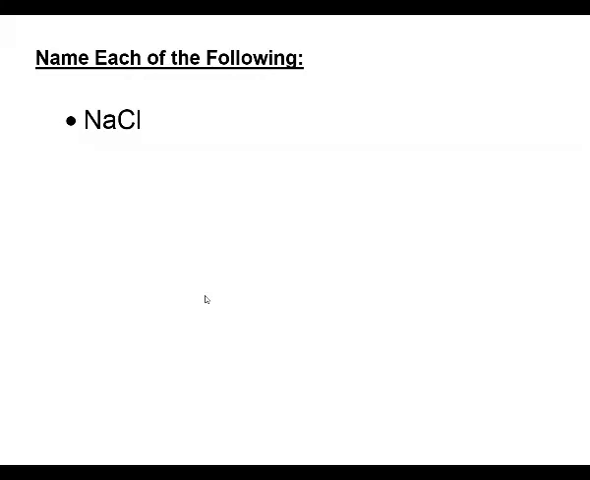Do we need Roman numerals? I hope you were saying to yourself, no, because there's only one common valency, one common charge state for ions of sodium. It's an alkali metal. It's in group 1. It forms a +1 charge, and that is the only stable cation we expect to form.